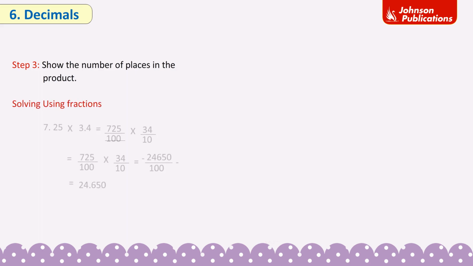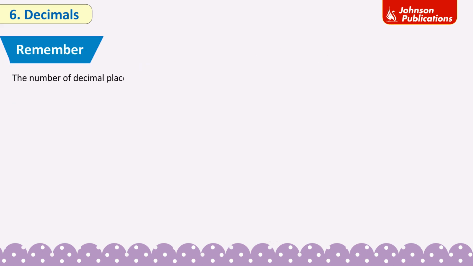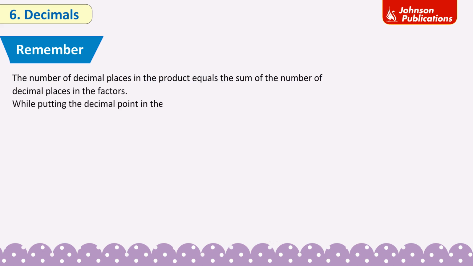Solving using fractions. 7.25 multiplied by 3.4 is equal to 725 by 100 multiplied by 34 by 10, which is equal to 24,650 by 1000, which is equal to 24.650. Remember, the number of decimal places in the product equals the sum of the number of decimal places in the factors. While putting the decimal point in the product, we count the digits from the right.